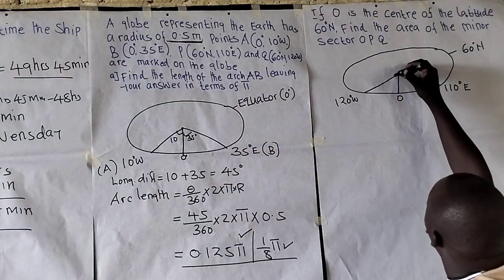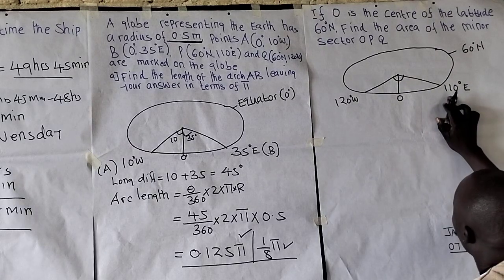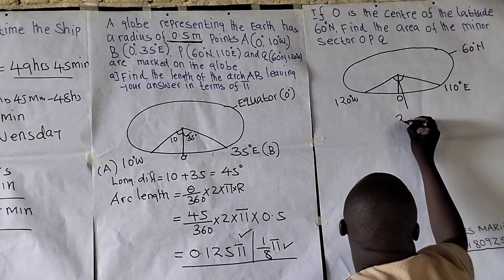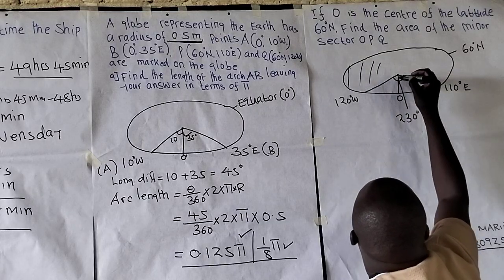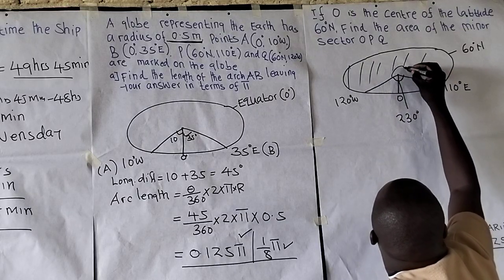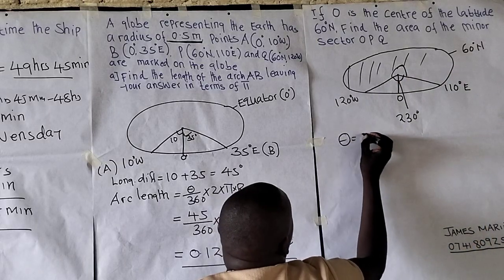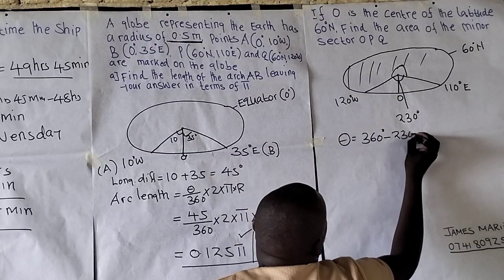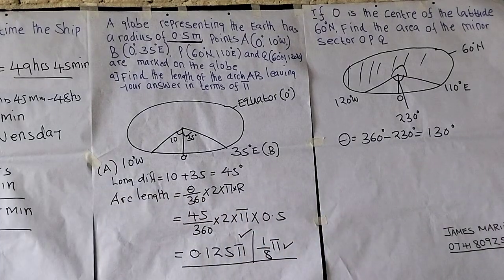We need the angle between them, which is 120 plus 110, giving us 230 degrees. Then we have the area of the minor sector. The minor sector is here, so we need this angle. That angle theta is 360 degrees minus 230, which gives 130 degrees.